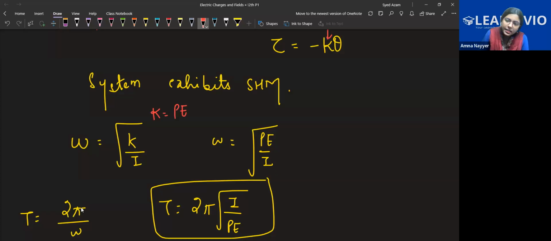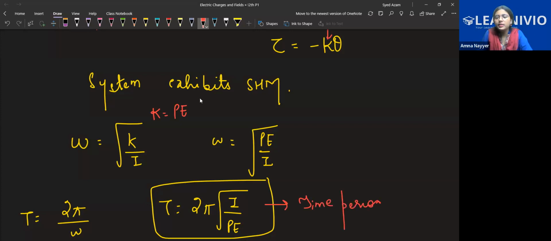So when you put it in the formula of time period, 2 pi by omega, the time period becomes 2 pi under root I by p. Because see, this is in the denominator, so p will remain here and this root I will go up. So root I by p. This is the time period, what the question asked us to calculate.